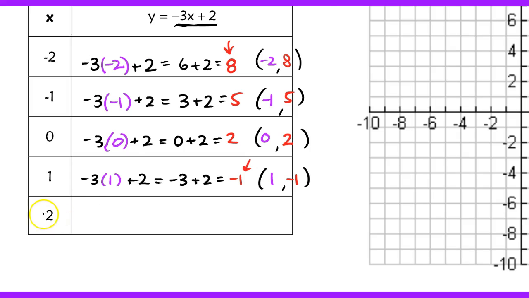Alright, now our last value to plug in is x is equal to 2. So we're going to go ahead and plug that right back into the equation for x. So we have negative 3 times 2, and then plus 2. When I type this in my calculator, negative 3 times 2 is going to give me negative 6. Negative 6 plus 2 is going to give me negative 4. So I now have coordinates where the x value is 2 and the y value is negative 4.